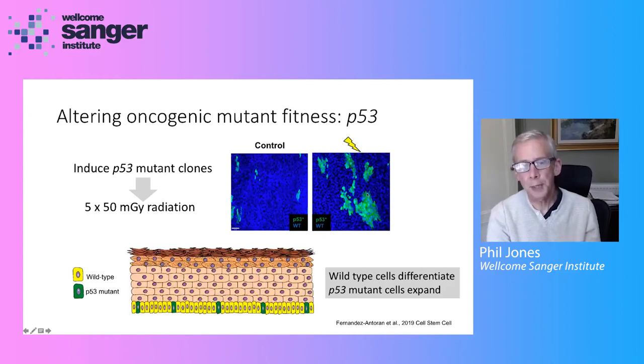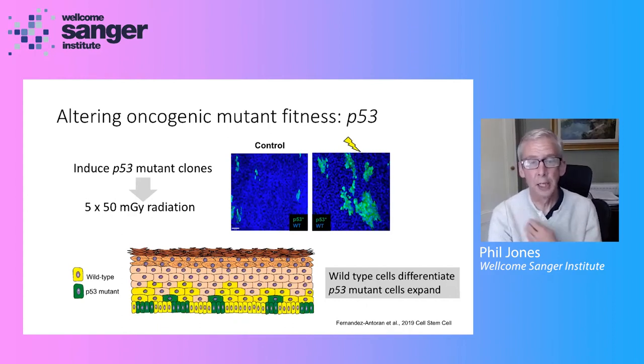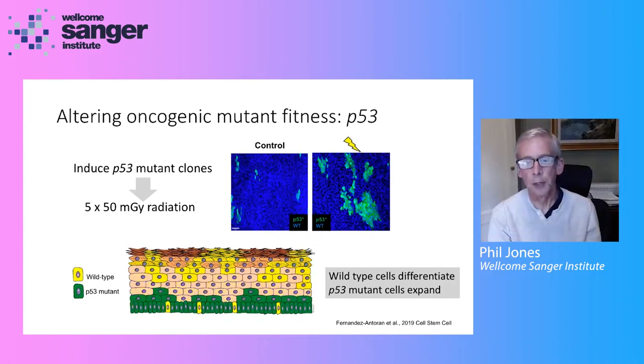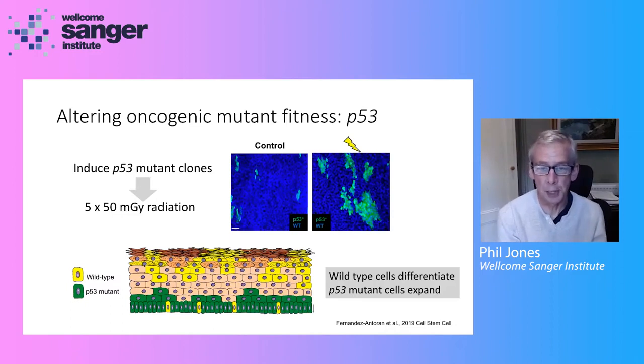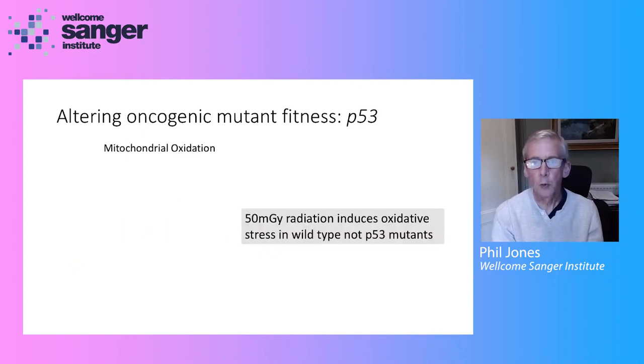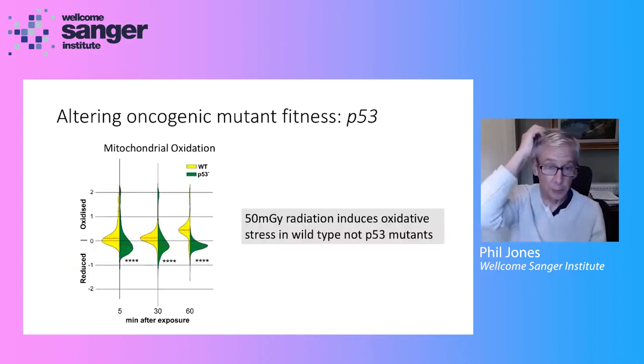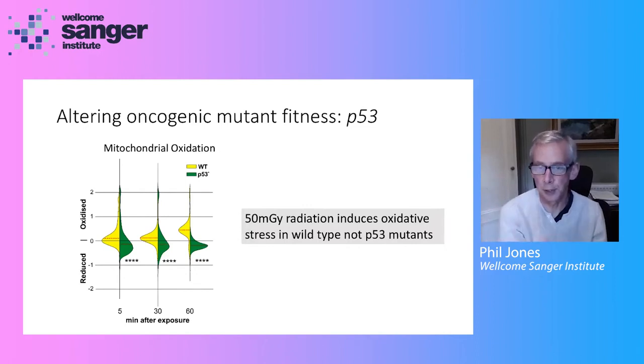And what's happening here is that as you give the radiation, the wild type dividing cells, shown yellow here, differentiate. So they leave the dividing cell layer, and that creates space for the green p53 mutant cells to expand. So they spread through the tissue, displacing the wild type cells due to this wave of differentiation. Why do the wild type cells differentiate? Well, it's not to do with DNA damage, which is the usual phenomenon people think of with p53, but rather at this very low dose of radiation, it's actually oxidative stress.